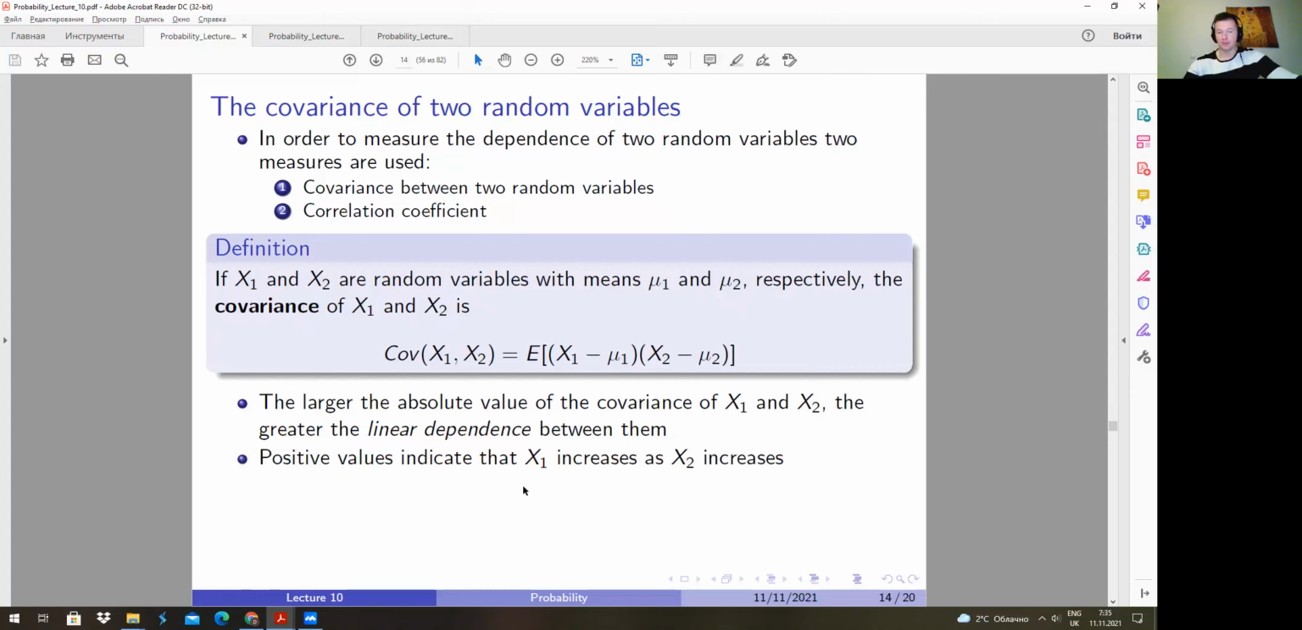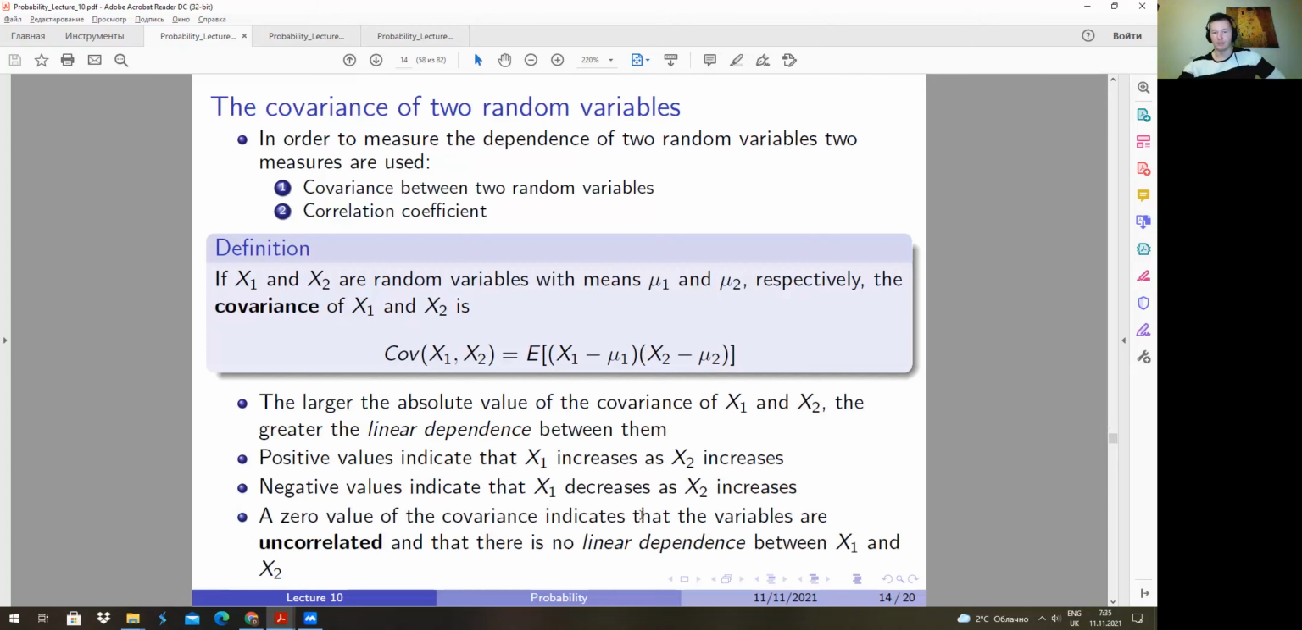The positive values of covariance indicate that x1 increases as x2 increases. Negative values indicate that x1 decreases as x2 increases. So basically, with the help of covariance, we are able to establish the direction of dependency between two random variables. Either they go up or go down: when one goes up, another goes down, or when one goes up, another also goes up.